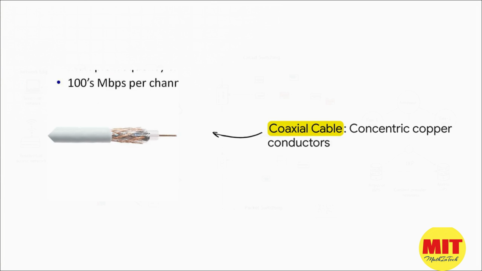Next up is coaxial cable. Notice the concentric copper conductors. Coax is a real step up for certain applications because it gives us bidirectional broadband capabilities. Because of the way it's physically shielded, it allows multiple frequency channels to travel on a single cable at the exact same time without interfering with each other. We're talking hundreds of megabits per second per channel.